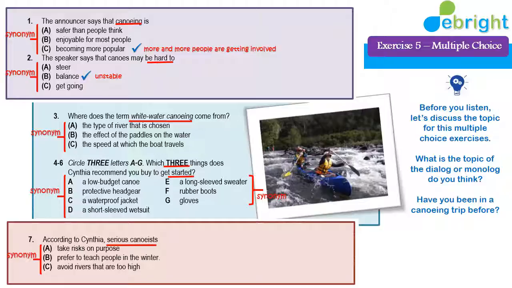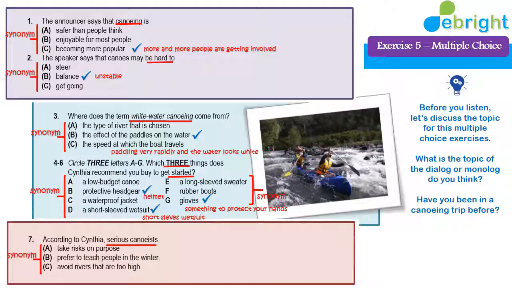Great, let's check number 3. Where does the term whitewater canoeing come from? It's the effect of the paddles on the water, paddling very rapidly so the water looks white, says Cynthia. And then for number 4 until number 6, the correct answers are protective headgear or helmet, short sleeve wetsuit, and then number 6, gloves or something to protect your hands.